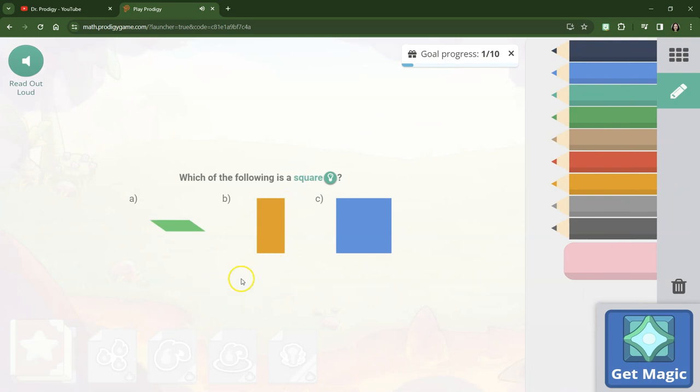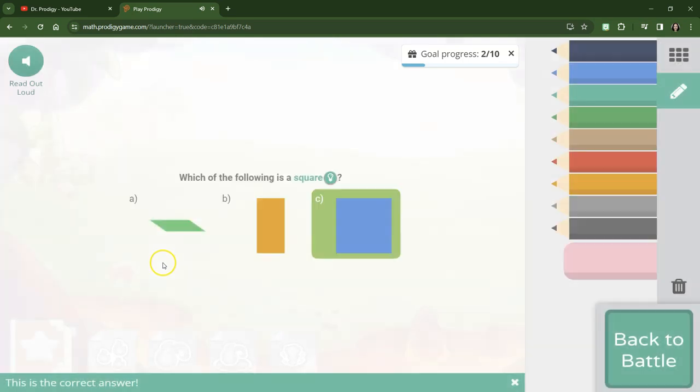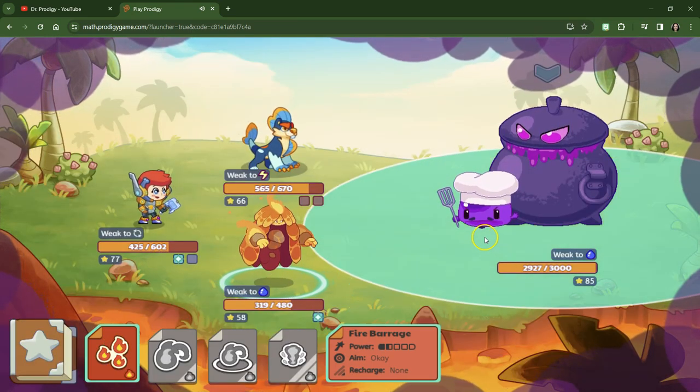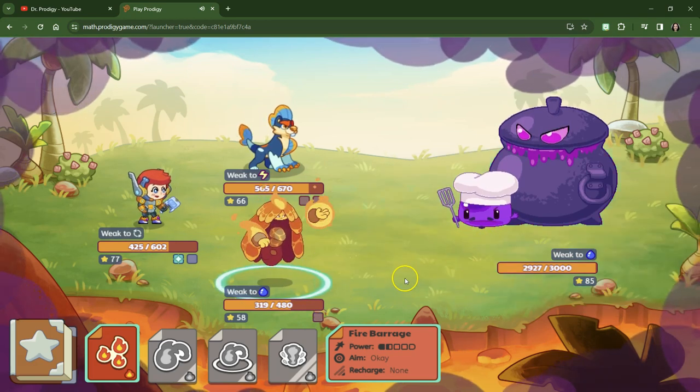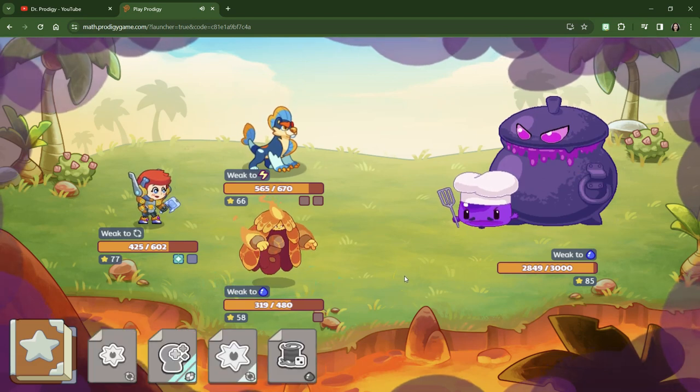Which of the following is a square? We all know that one. We're trying to get 10 questions to get a pet. Playing to get Arctic Fox. Miss! What?